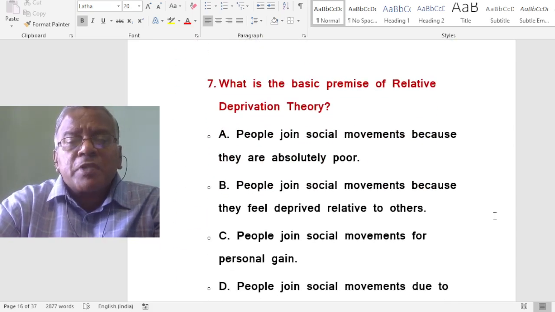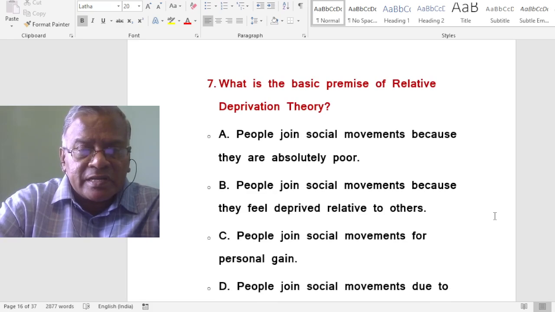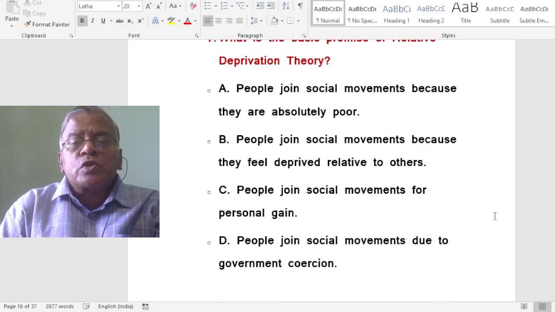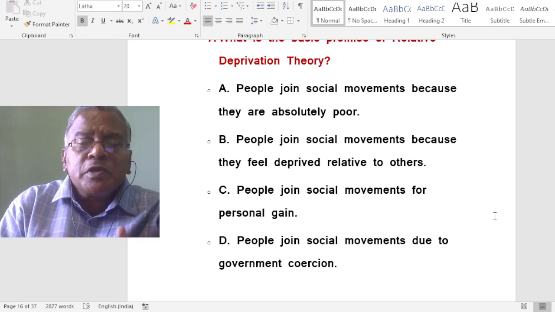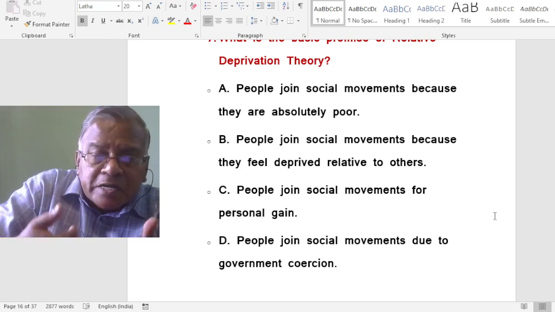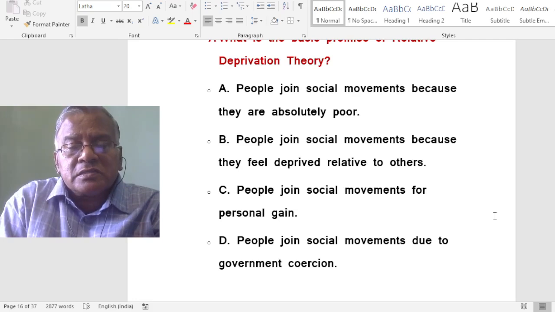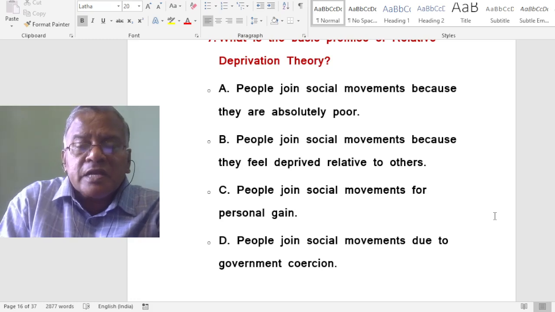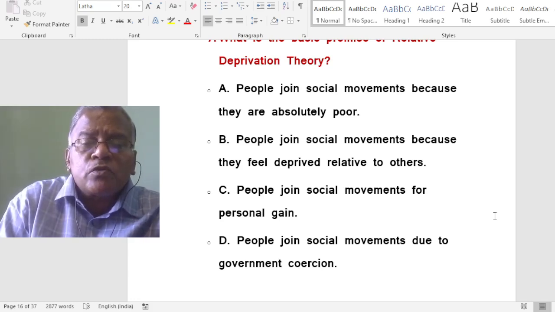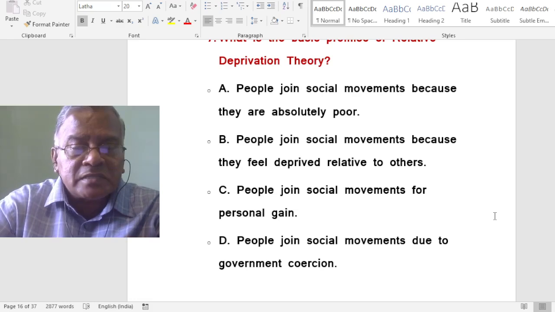What is the basic premise of relative deprivation theory? A. People join social movements because they are absolutely poor. B. People join social movements because they feel deprived relative to others. C. People join social movements for personal gain. D. People join social movements due to government coercion, compulsion.